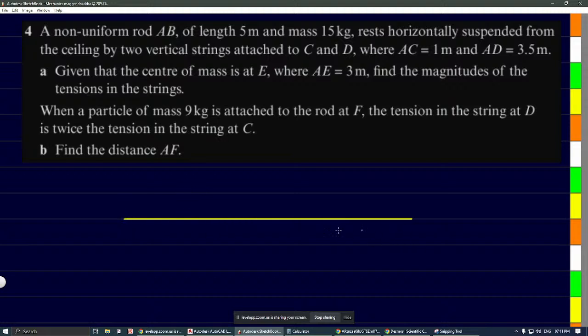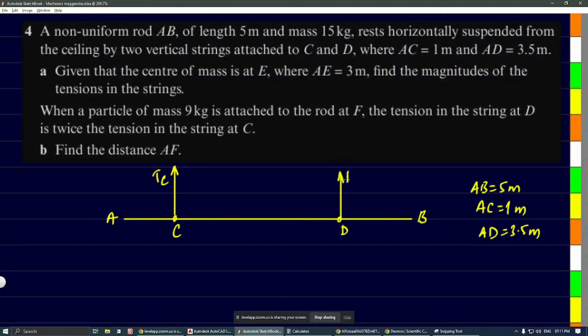Let's again take AC. AB total length is 5 meters, mass 15 kg, resting horizontally, suspended from the ceiling by two vertical strings at C and D. C is here, and because it is hanging, there will be a tension TC here. AC distance is 1 meter and A to D distance is 3.5 meters. So D is here. Again you will have tension TD here.